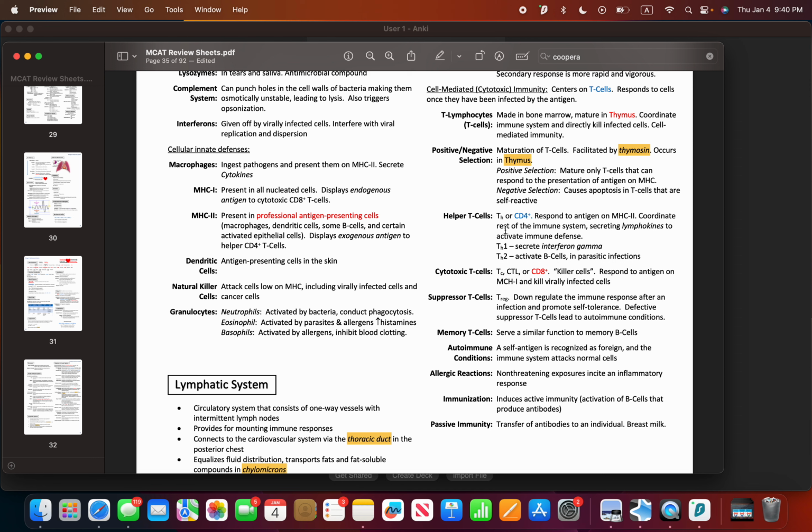The coordinate rest of the immune system, secreting lymphokines to activate immune defense. So we can explore more about lymphokines, which activate the immune defense. We have Th1 and Th2. Th1 secrete interferon gamma, and Th2 activate B cells in parasitic infections.